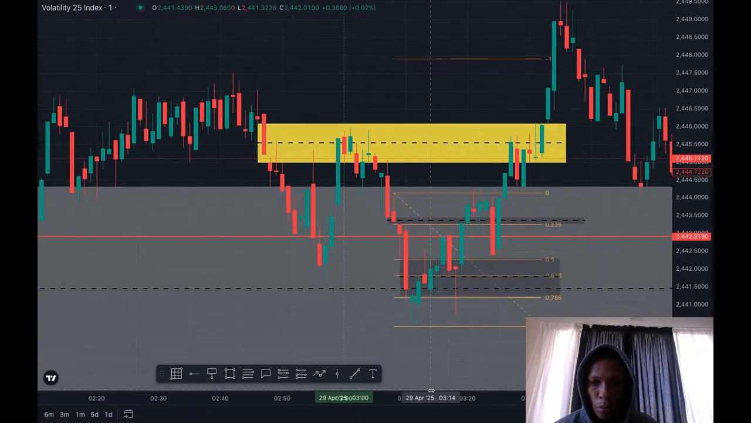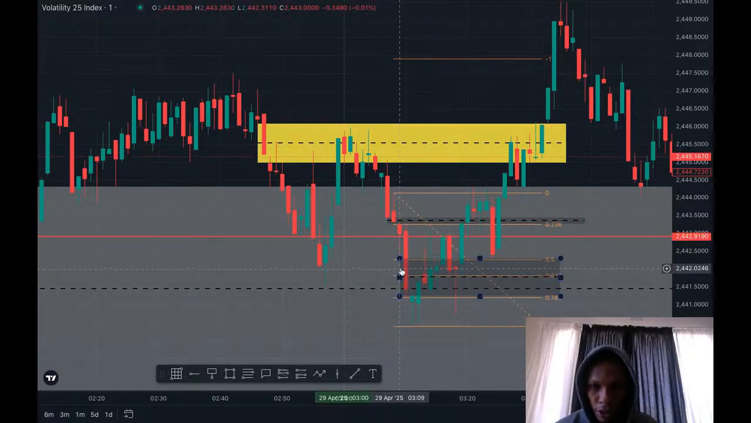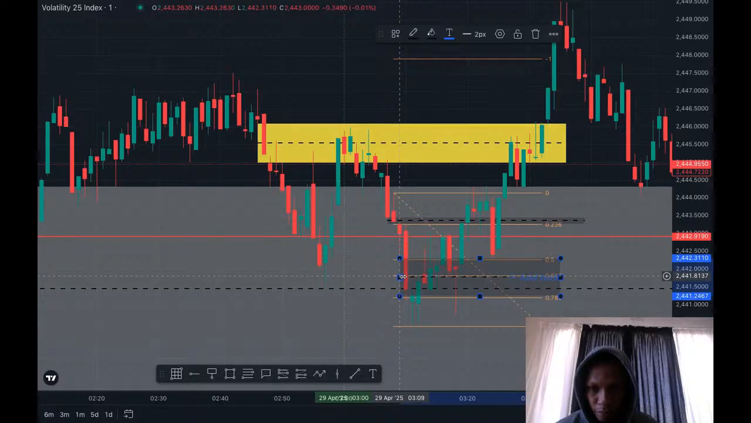So we make this propulsion block here. Again, price at some point is all the way up here, and I see again we close within it. Now we're really showing this willingness to want to go higher, and now we've closed past as well this consequent encroachment. All right, next candle.